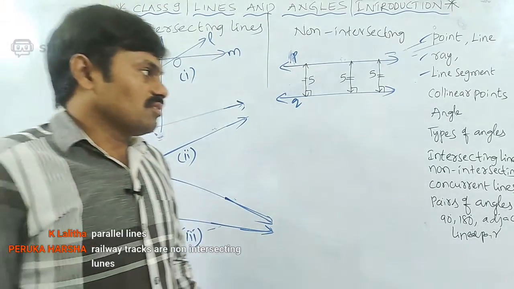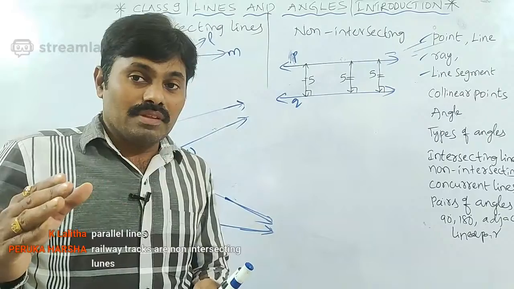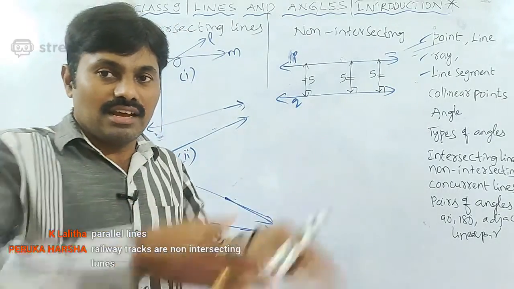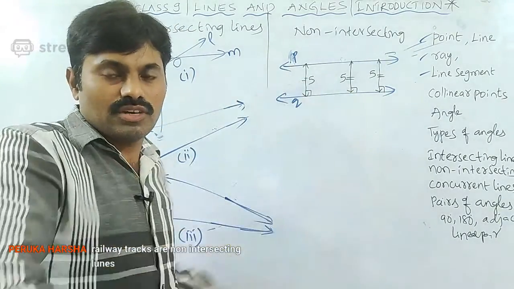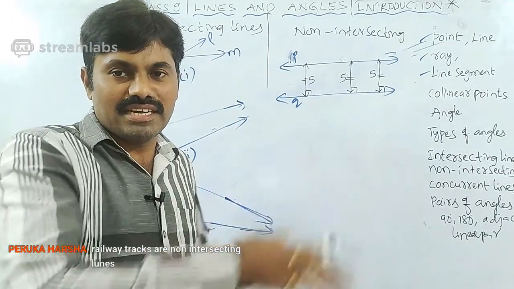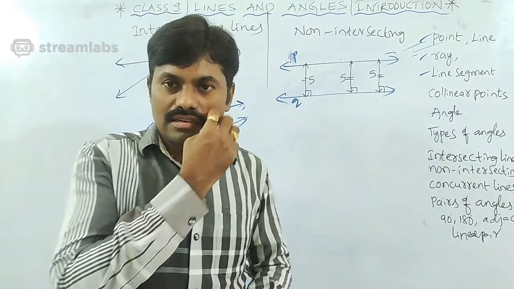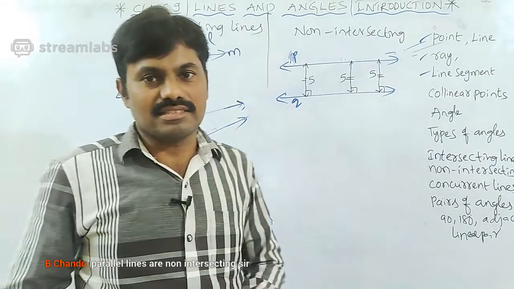So railway tracks also come under parallel lines, because between those two tracks there are perpendicular bars. Do you observe those cement bars, white cement color, gray color? Those also come under non-intersecting lines.